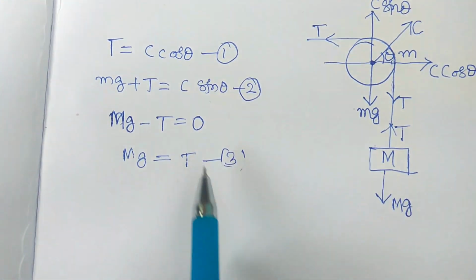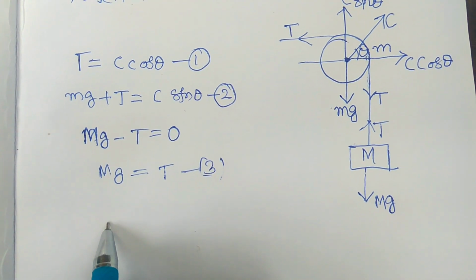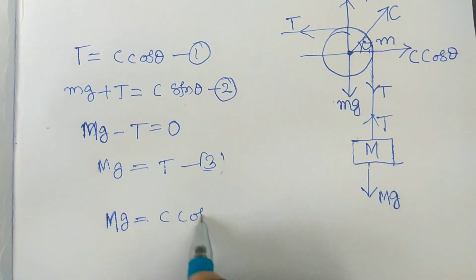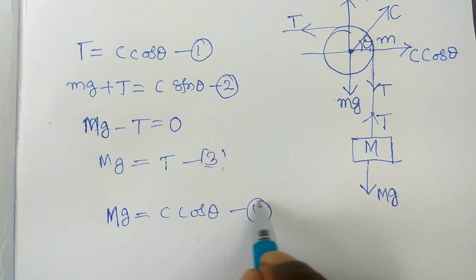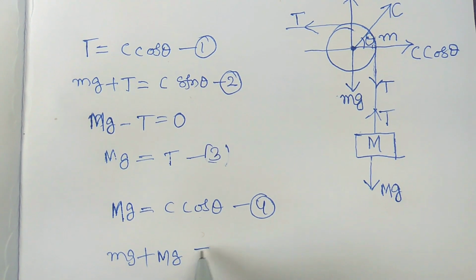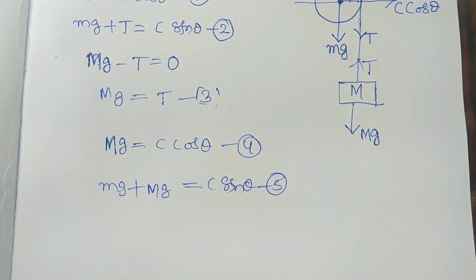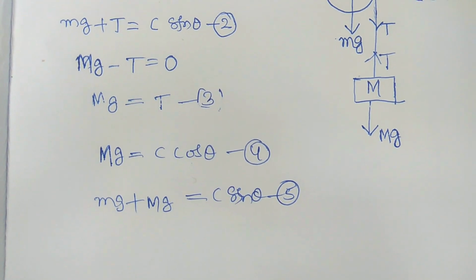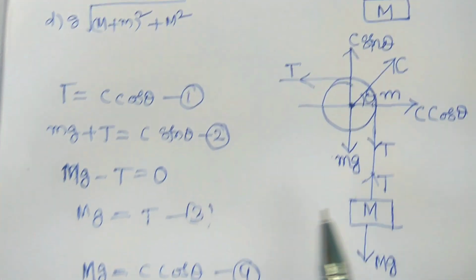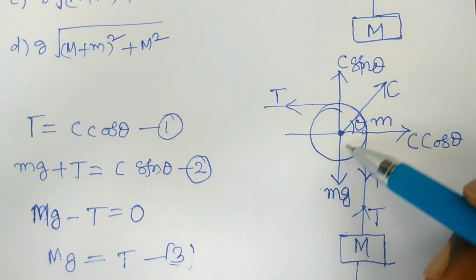From equation 3, and equations 1 and 2, we can modify that capital Mg is equal to C cos theta. This is equation 4. And small mg plus capital Mg is equal to C sin theta. So this is equation 5. So from equation 4 and 5, we can solve the value of C, which is the force acting by the clamp on the pulley.